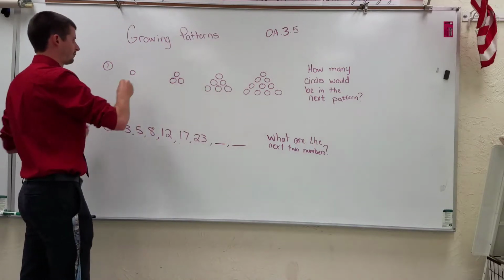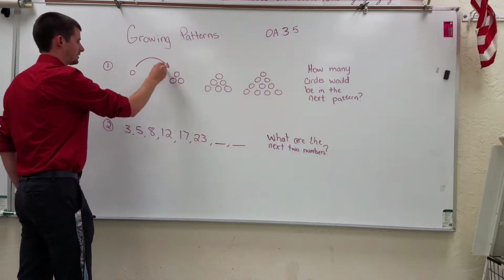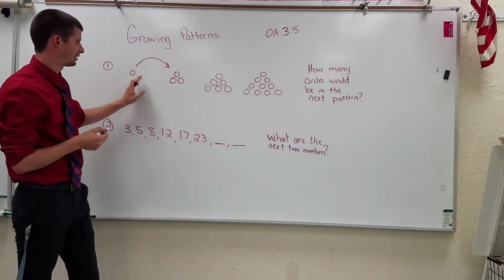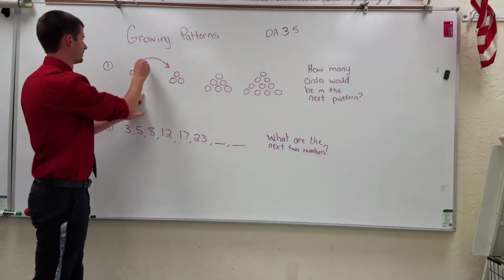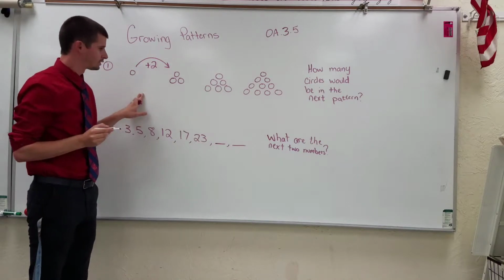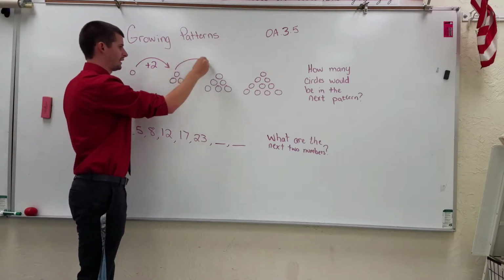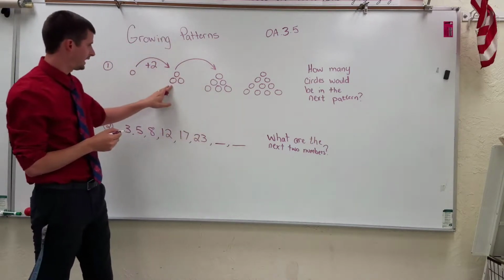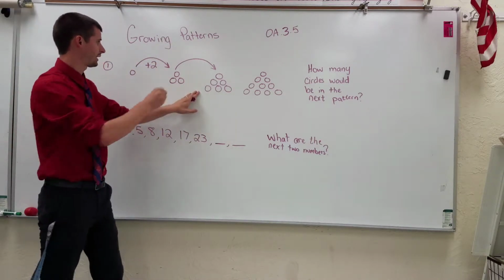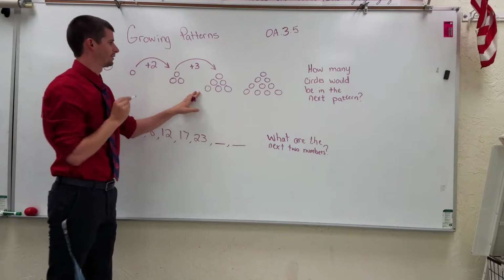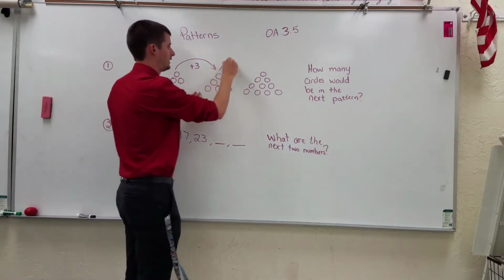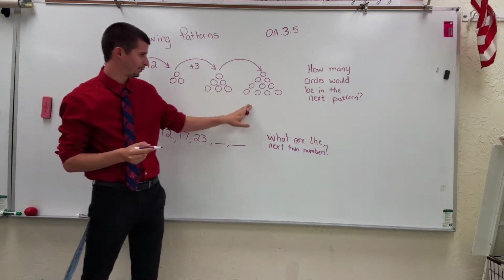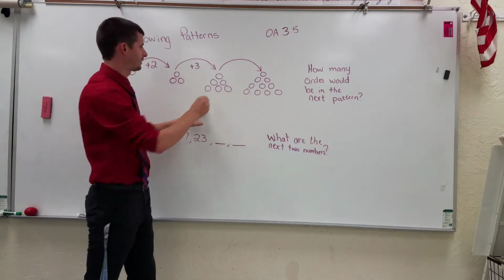So going from the first term to the second term, I know I started with 1, and then I got to 3. So I see that I added 2 more. Now I'm going to look at my second one to my third one. I had 3 here, and it looks like I added 3 more. Now from my third to my fourth, it looks like I added 4 more.